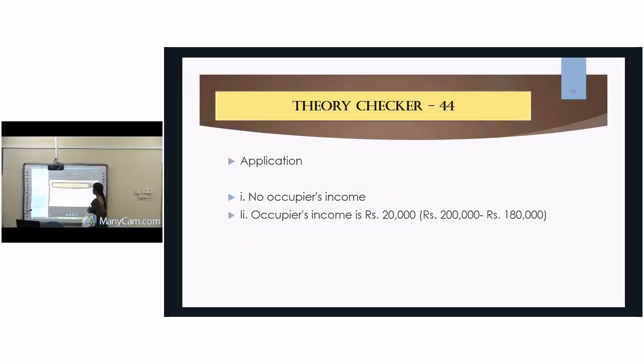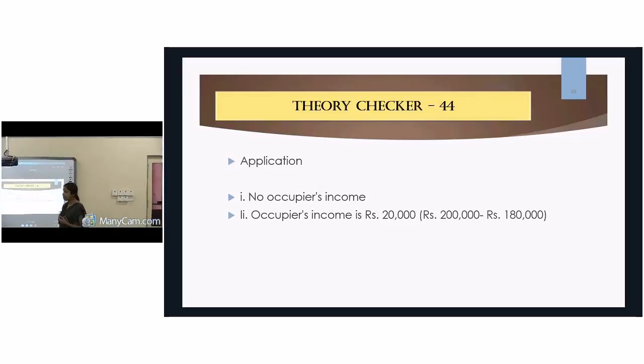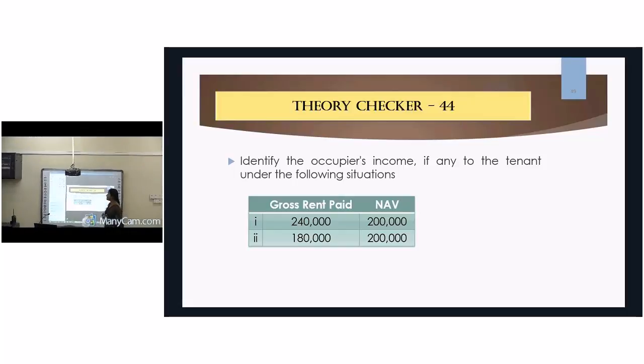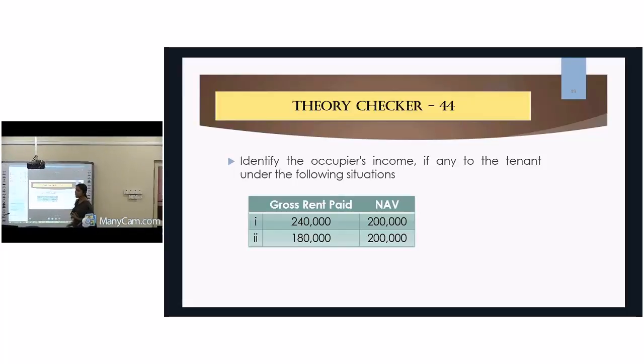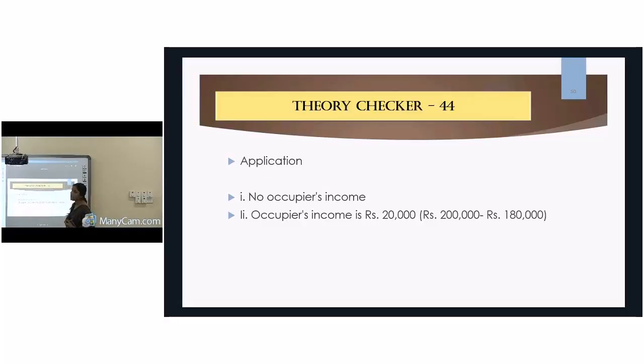Okay, first one, there is no occupier's income. How? Because in this case we first take the NAV, and from that you deduct the gross rent paid by the tenant. In this case the gross rent paid by the tenant is greater than the NAV of the house, so the occupier's income is not there. But the second case, NAV minus 180,000, so in that case 20,000 occupier's income is there.